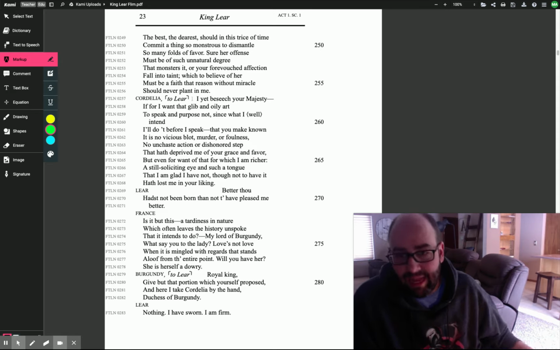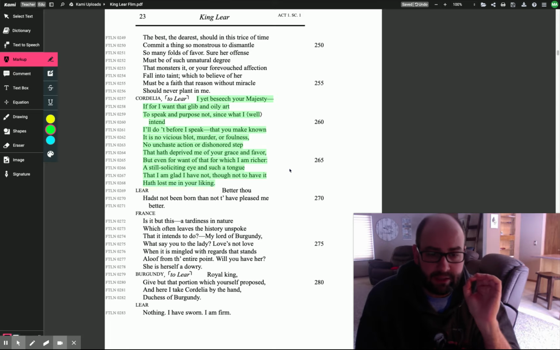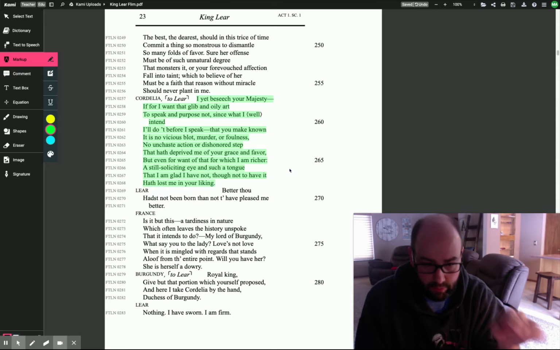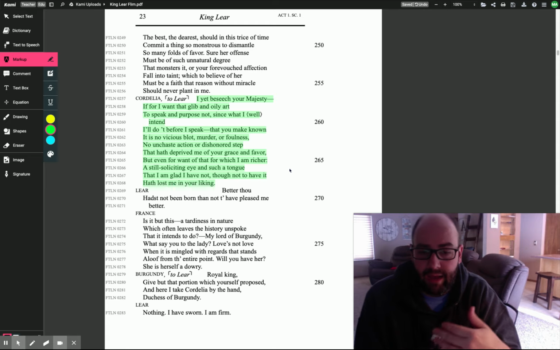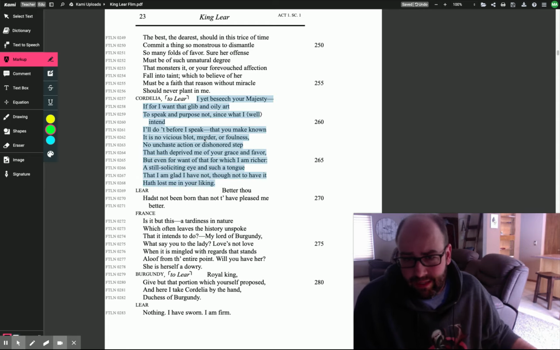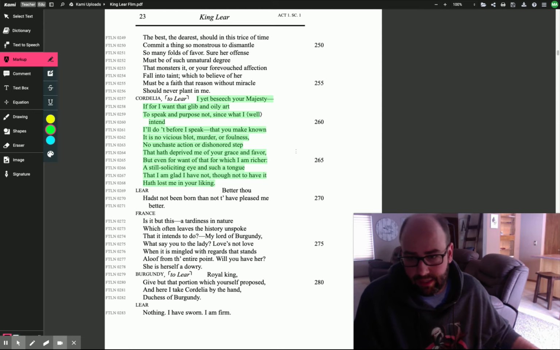So what she's saying here, and I think this is all important, she's trying to show Burgundy and France that she hasn't done anything sinful to make it so that the dowry is gone and that she's no longer to inherit, because it was at this time period a worry of potential suitors that a girl of nobility had lost her virginity. And so that's what she's worried. She says, I have done no unchaste action. Chastity is saving yourself for marriage, right? No dishonored step. I want you to know that I didn't do anything. It's just I said something and Lear didn't like it.